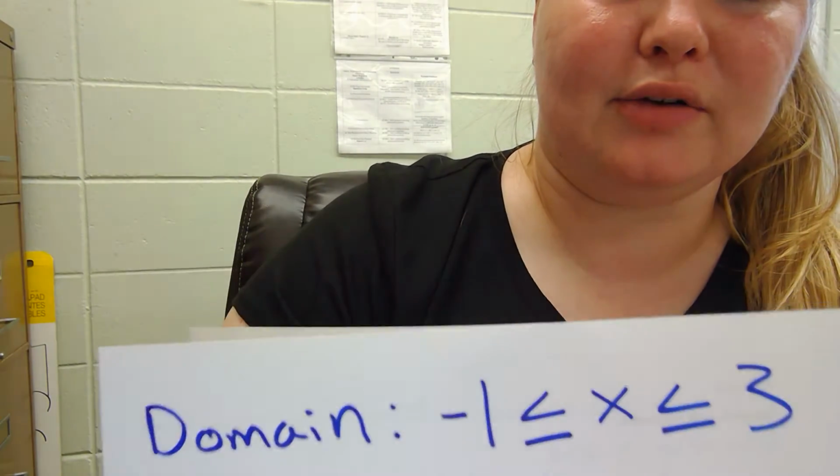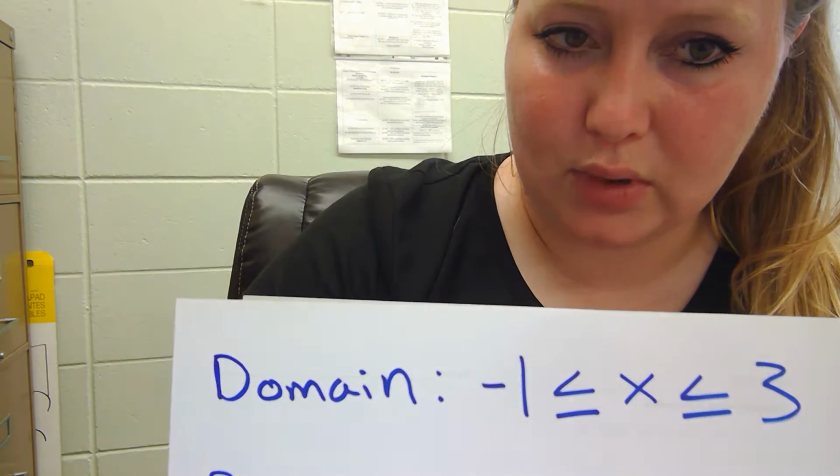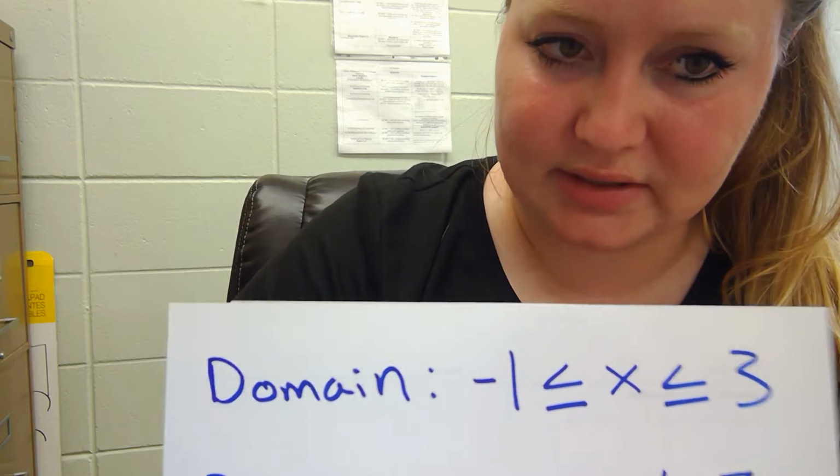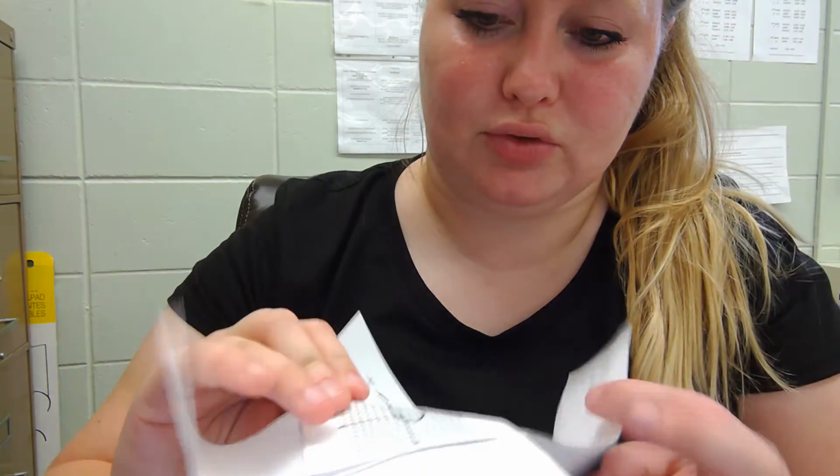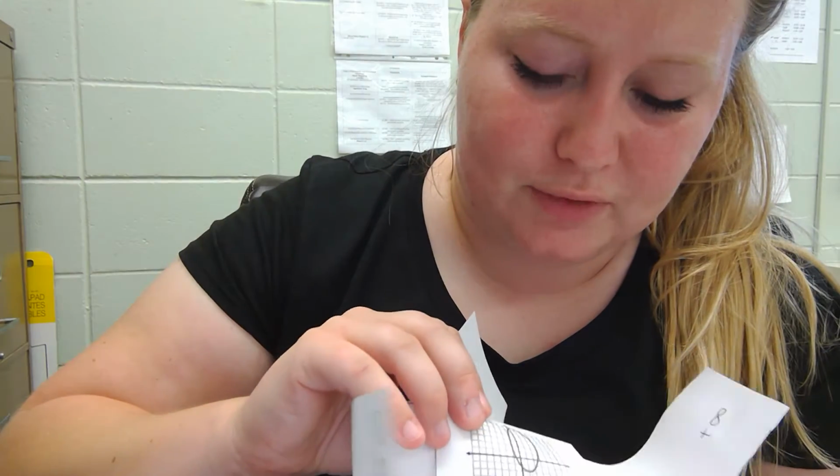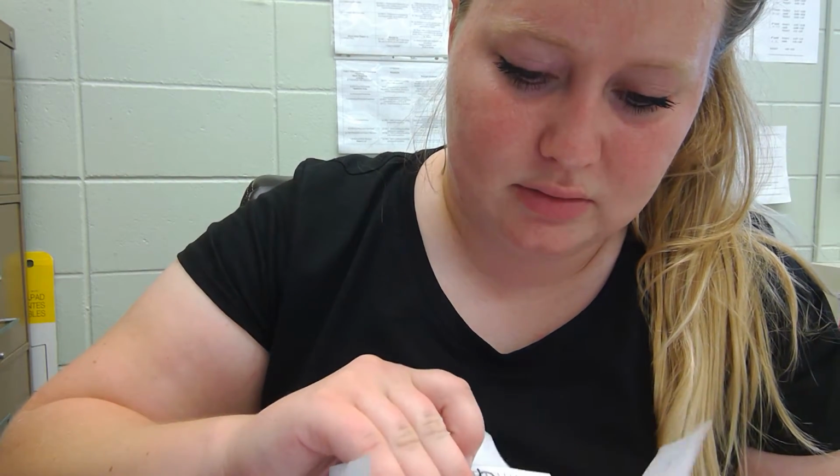So I've written it out. It would look just like that is how you're going to write your domain, from -1 to 3. -1 less than or equal to x, less than or equal to 3. We're going to do the same thing for the range. So range, you always start from the negative side.